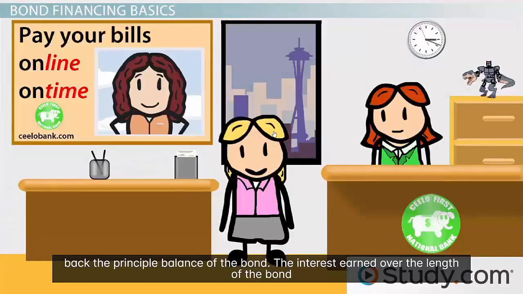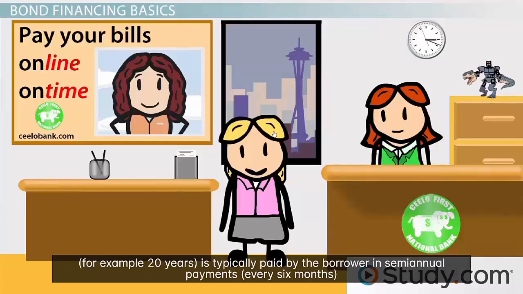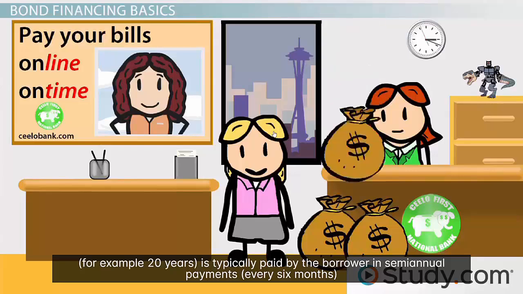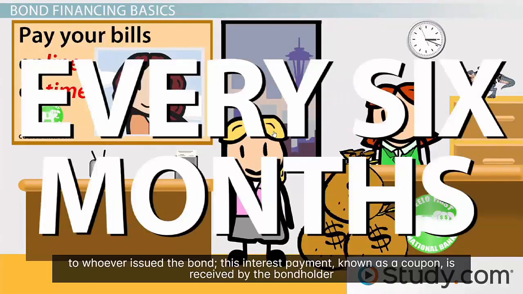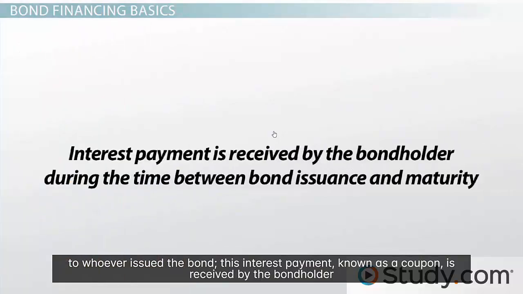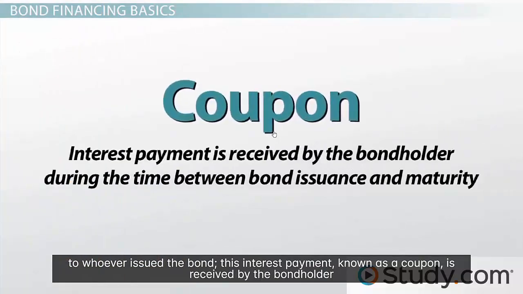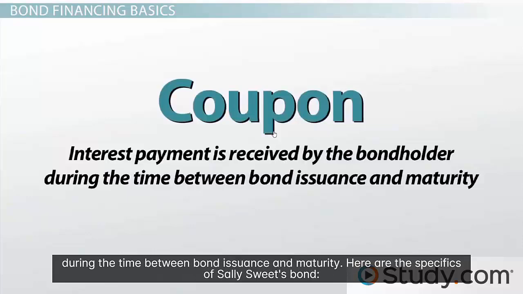The interest earned over the length of the bond, for example 20 years, is typically paid by the borrower in semi-annual payments, every 6 months, to whoever issued the bond. This interest payment, known as a coupon, is received by the bondholder during the time between bond issuance and maturity.